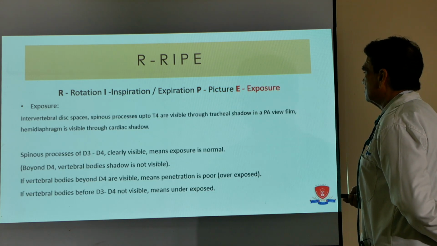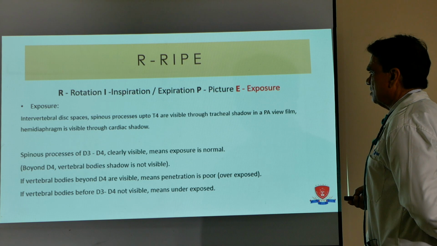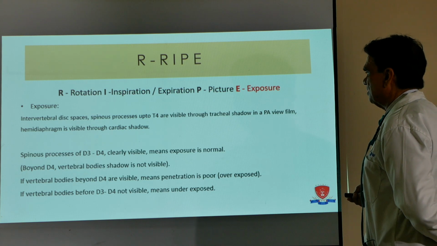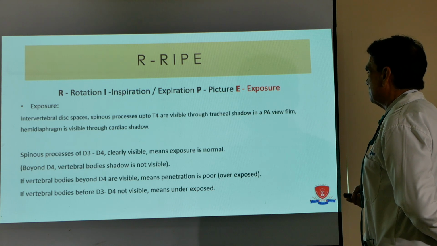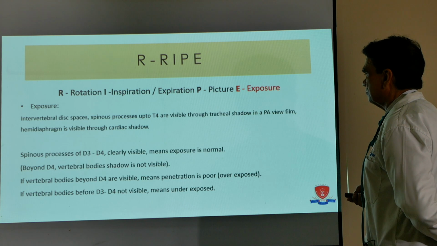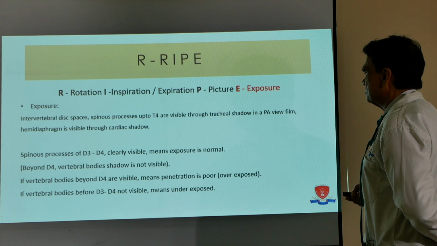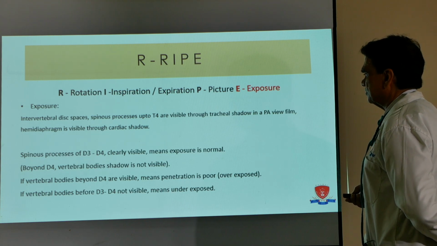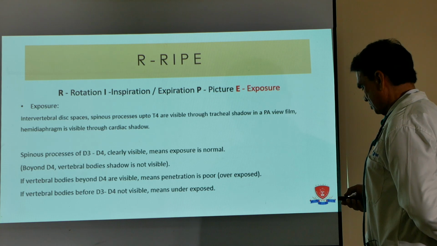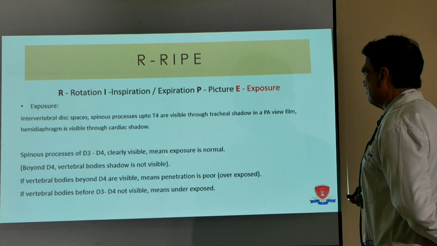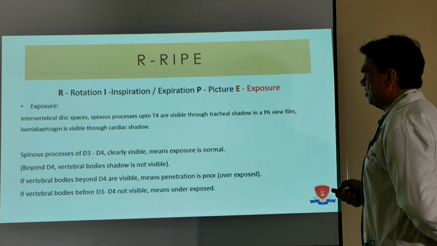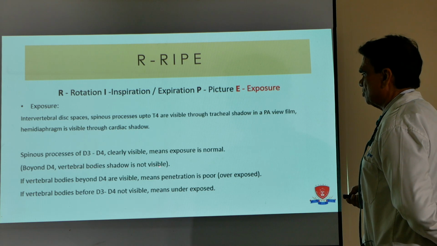Then E stands for exposure. Intervertebral disc spaces and spinous processes up to T4 are visible through the tracheal shadow in a PA view film. The hemidiaphragm is visible through the cardiac shadow. The spinous processes of D3, D4 are clearly visible, which means exposure is normal. Beyond D4, vertebral body shadows are not visible.